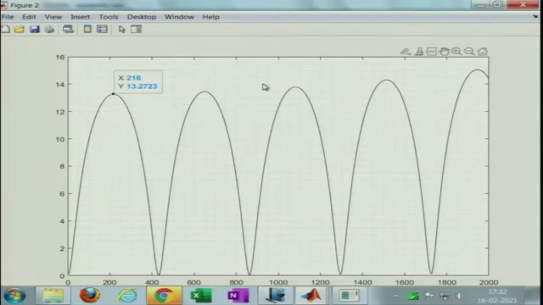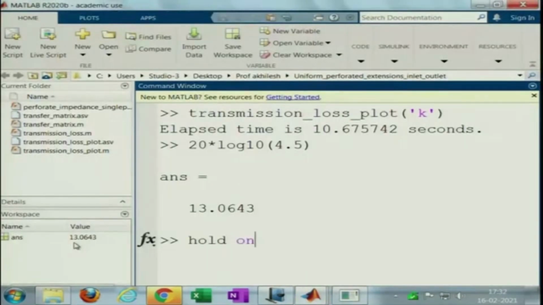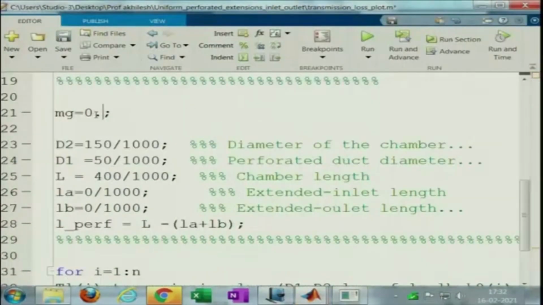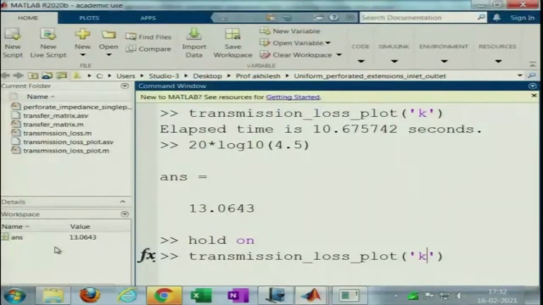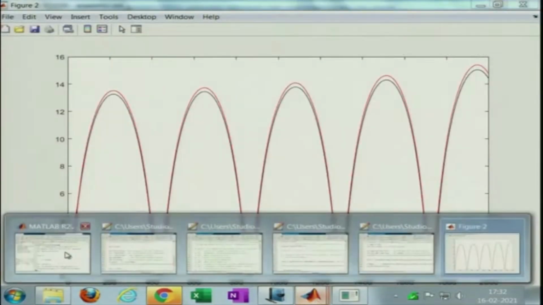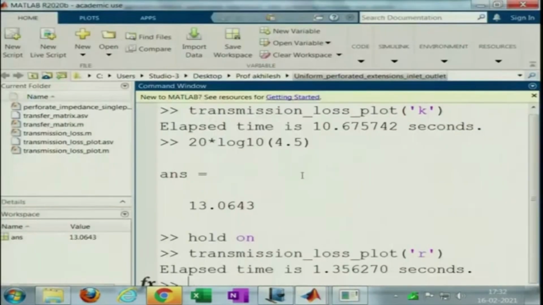So, basically these troughs and domes have an increasing trend, and we will hold on to this figure and have some fun with it. Let's do some parametric studies. Let us put some mean flow of 0.05, hold on, and plot with another color, which is red. In a fraction of a second, well, 1.35 seconds, it evaluated the whole frequency range. Plane wave is very fast. So, it definitely does increase this, and the troughs also tend to increase with the flow.